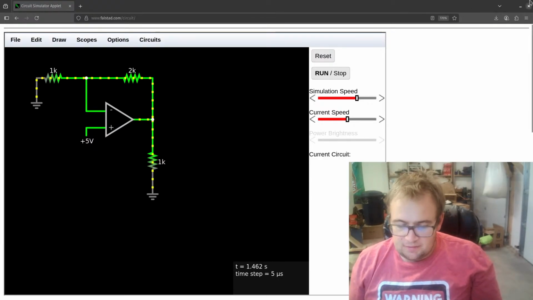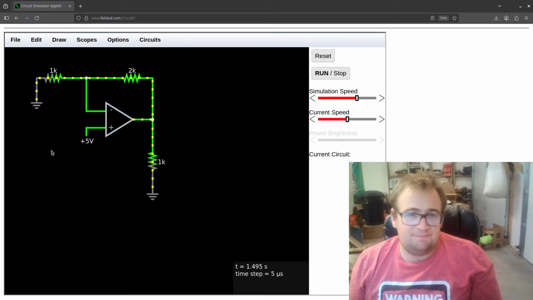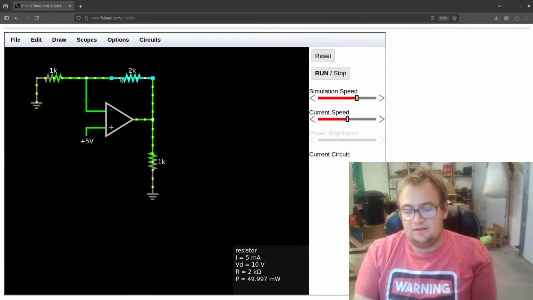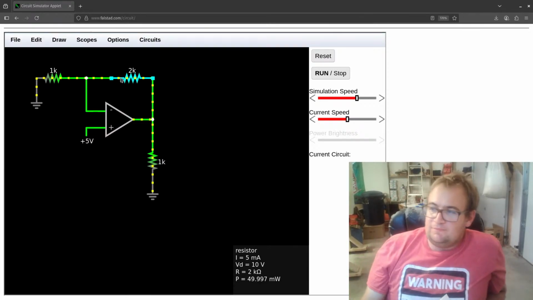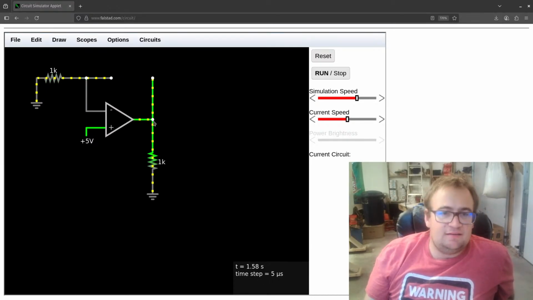So now, it's going to talk about the differential amplifier here. This will actually take some putting together. So, just bear with me for a bit here. I'm going to delete that. I'll stop this.